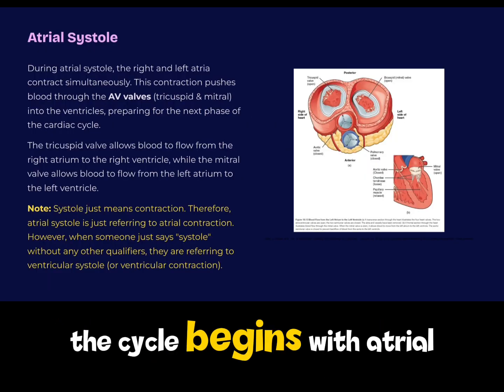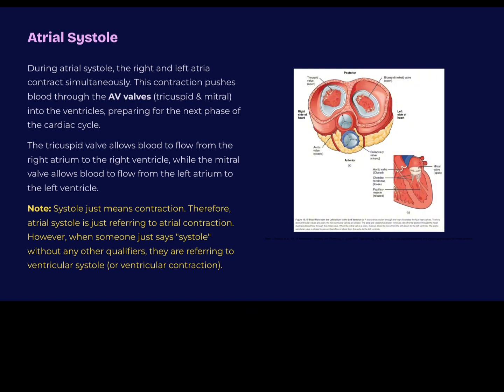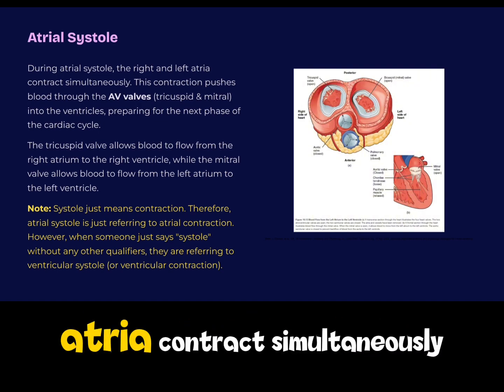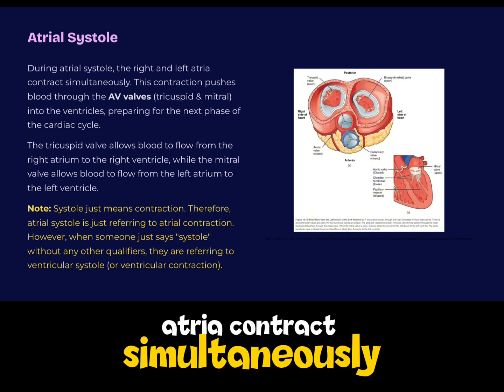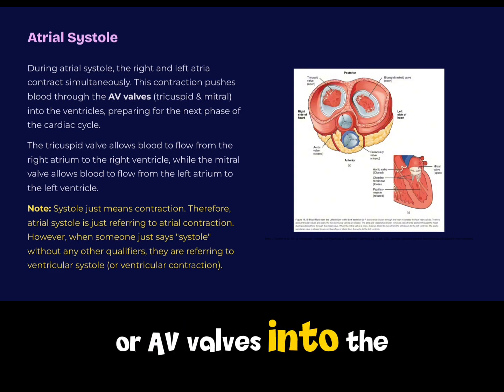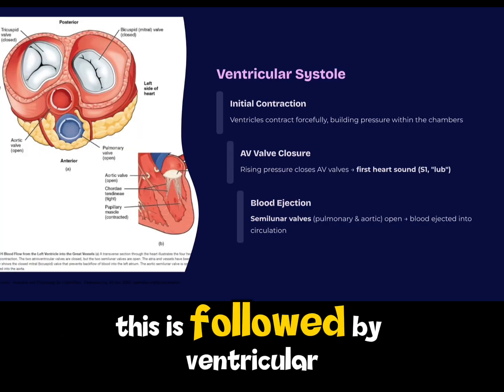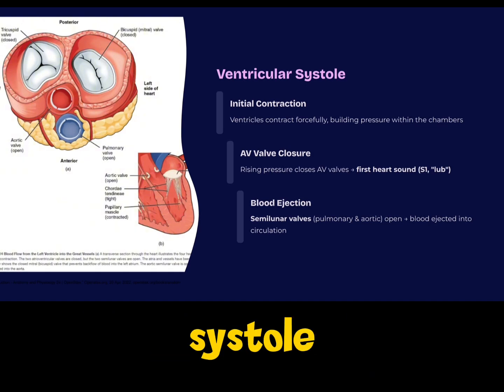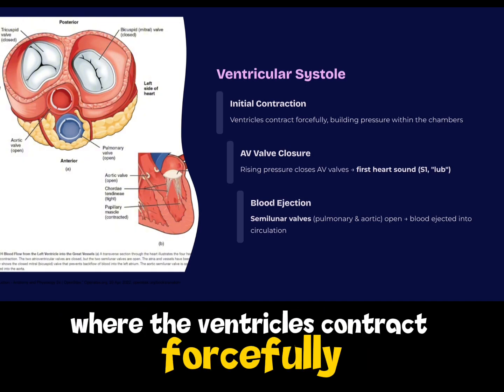The cycle begins with atrial systole, when the right and left atria contract simultaneously, pushing blood through the atrioventricular, or AV, valves into the ventricles. This is followed by ventricular systole, where the ventricles contract forcefully.